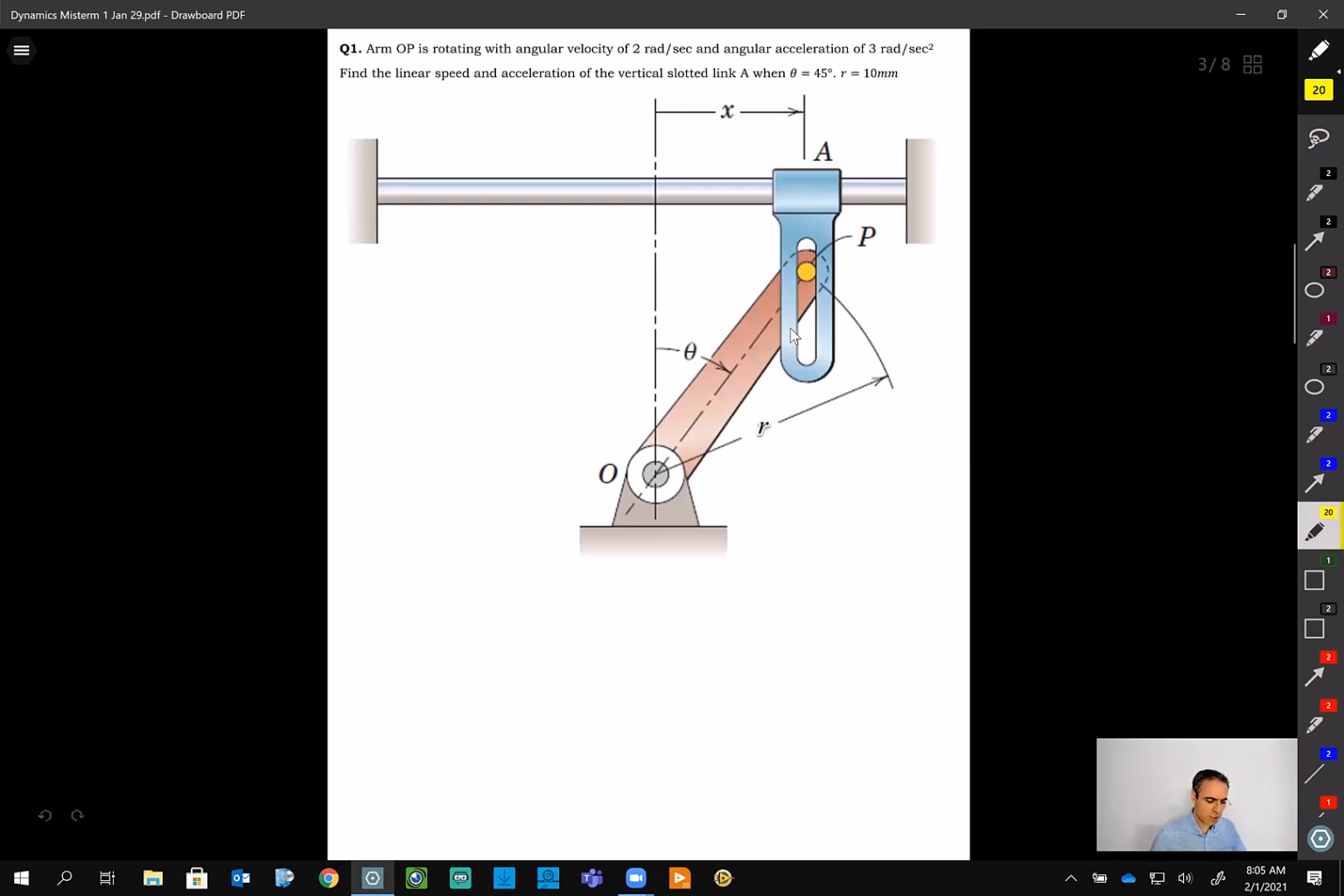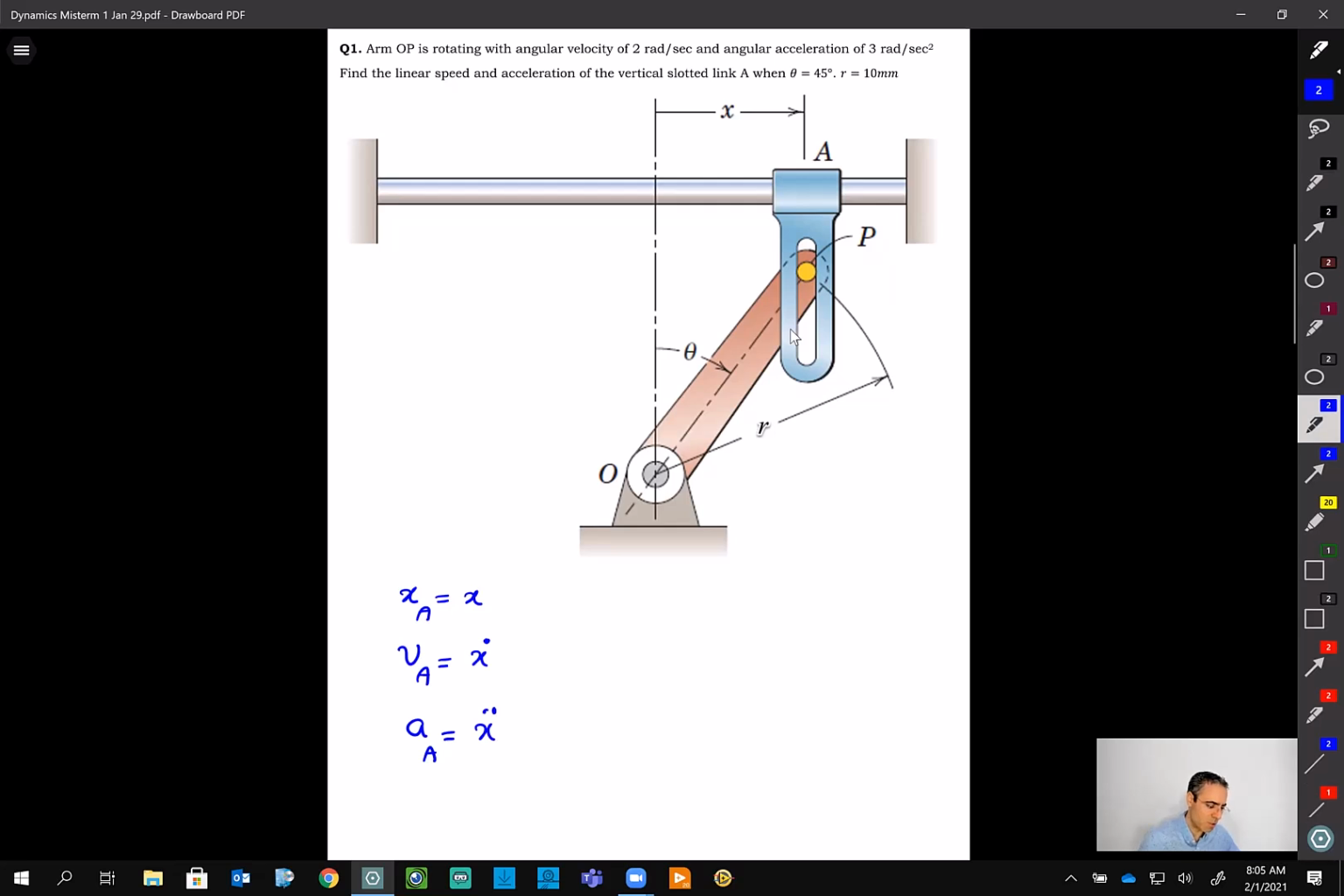So this question, if you recall, asked to find the velocity of point A. We know the position of A is x, as this diagram shows. Its velocity is simply the derivative of x with time, and its acceleration is the derivative of velocity, which is x double dot. Okay? So this is something that we know.